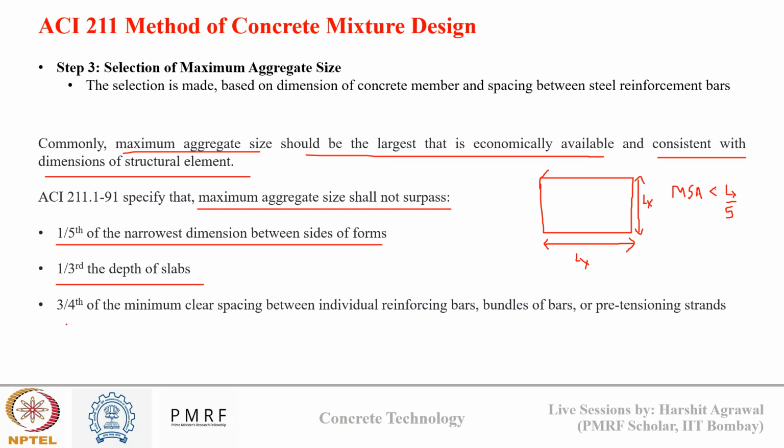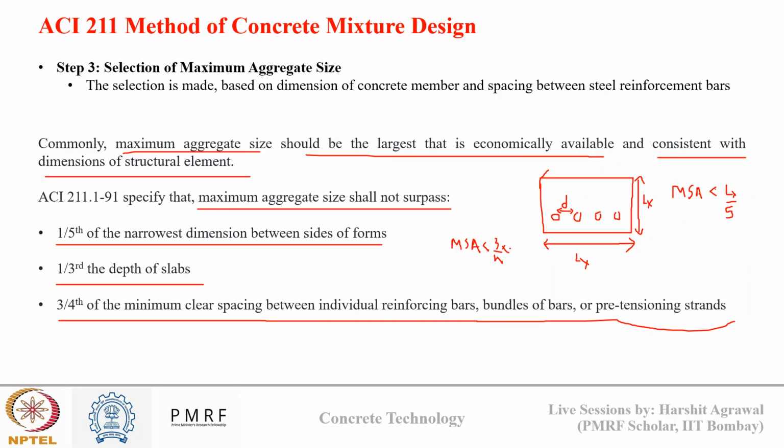And it should be three-fourths of the minimum clear spacing between individual reinforcement bars, bundles of bars, or pre-tensioning strands. Suppose there is reinforcement here in this beam. Whatever is the clear distance between two adjacent bars, suppose this is D, my maximum aggregate size as per ACI code should be less than 3 by 4 of D. Now, why are these limitations here? So that my aggregates don't block the flow of concrete when we pour the concrete inside the formwork. That's why there are restrictions mentioned on maximum aggregate size in ACI code.